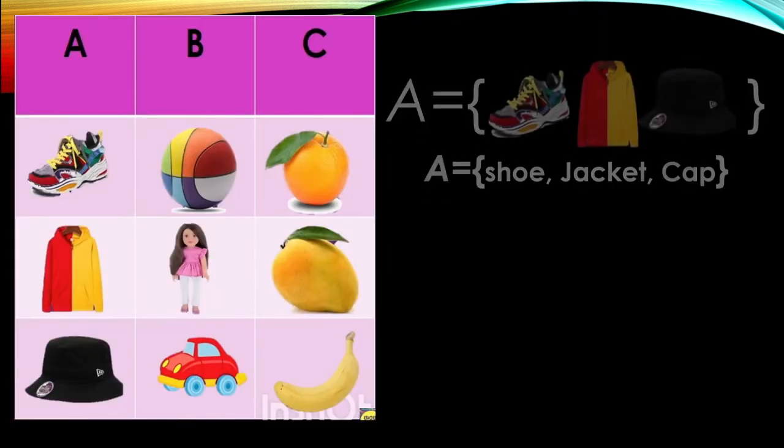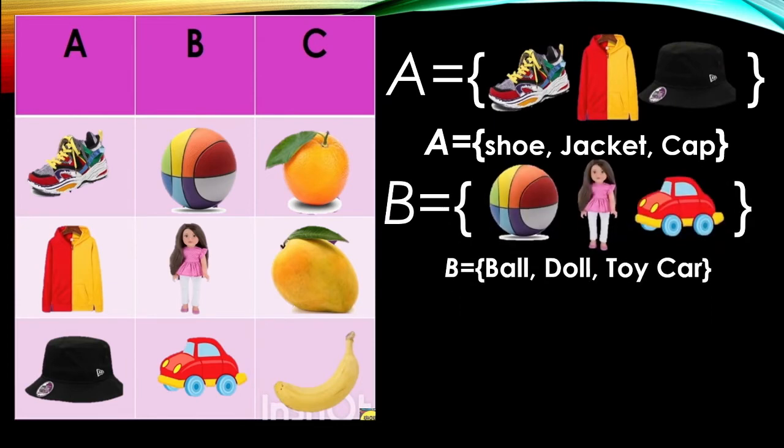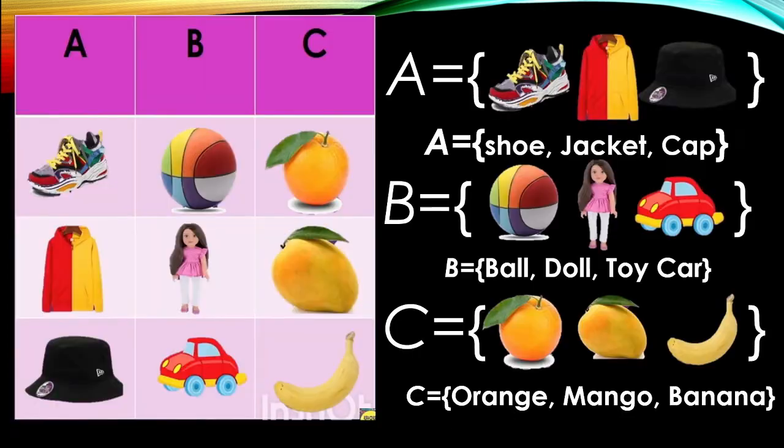Now, if we are going to name each column using a set, we can say that set A has elements shoe, jacket, and cap. Set B has elements ball, doll, and toy car. Set C has elements orange, mango, and banana. So if set A has elements shoe, sweater, and cap, how are we going to describe these elements?